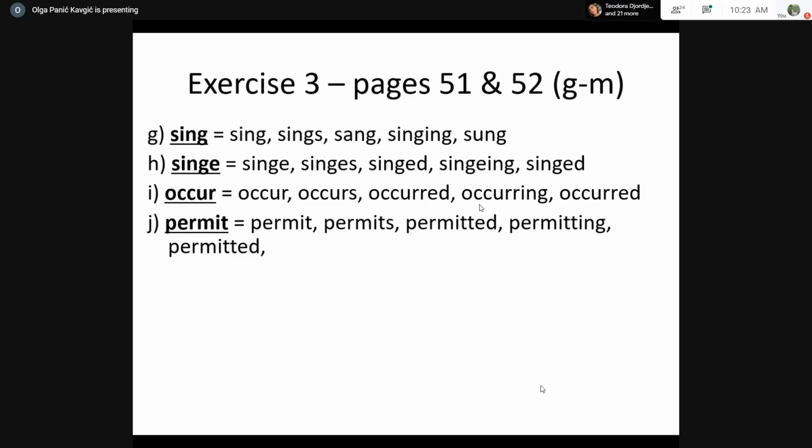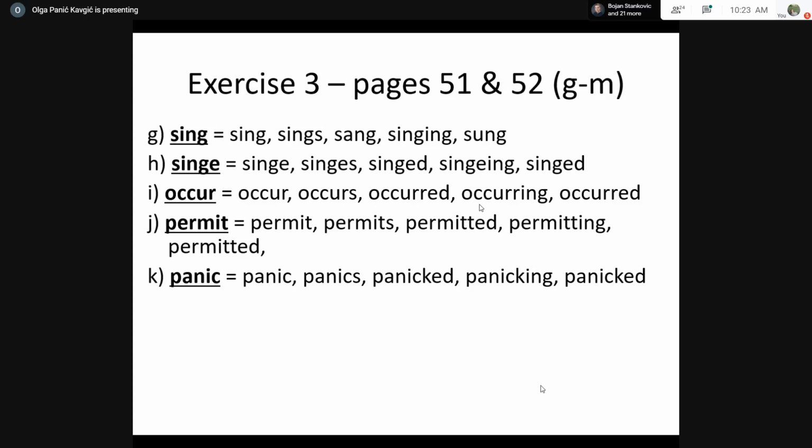I'm here. Jovana, good. Now, panic. First is panic, then panics, panicked, panicking, and panicked again. Okay. Is there anything interesting that happened in the last three forms? Panicked, panicking: you add the letter K. Where do you add the K? After C. Okay, so here it is: panic, panics, panicked, panicking, panicked.